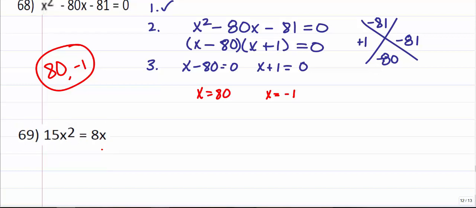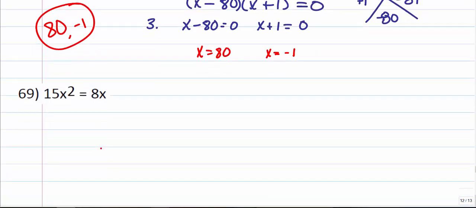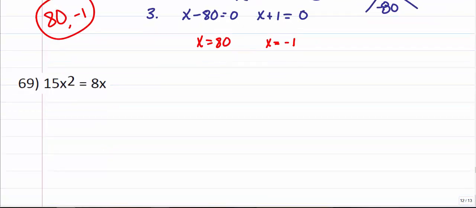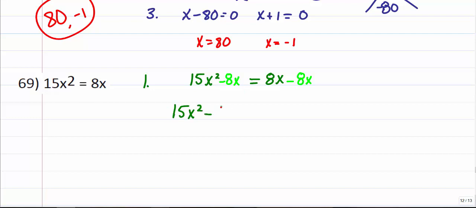69 is not equal to 0. So that's the first thing I noticed. So the first thing I would have to do here is set this equal to 0. And you usually want to always try to make the x squared or the highest power stay positive. That's why I'm going to subtract 8x from both sides. So I have 15x squared minus 8x equals 0.